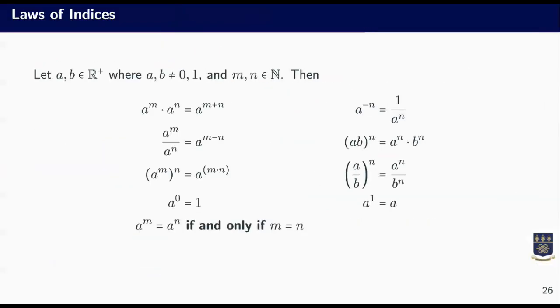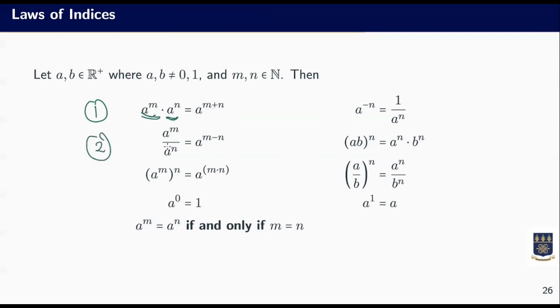Now, the indices obey certain laws, and I've listed a few of them here. So we're taking our bases not to be 0 or 1. So they are positive real numbers, and we're taking the m and the n to be our indexes. Then the following are true. The first one says that if you have a raised to the power m times a raised to the power n, where the base is the same, it equals a raised to the power m plus n.